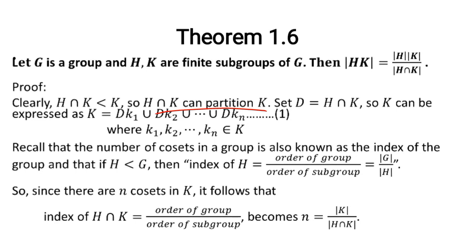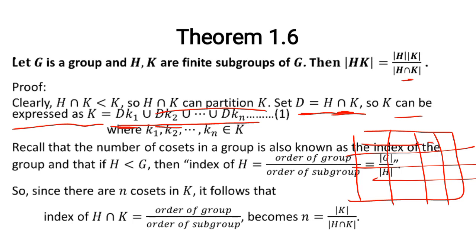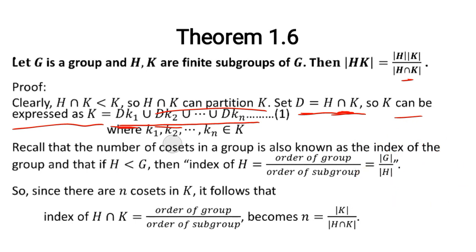If it partitions K, let's set D to be the H intersection K, just for ease of our solution. So K can be expressed as this. Remember I was saying that H intersection K can partition K into small partitions. If we follow that, this D is now this intersection, and it will partition K by playing with them. Because if you take the union of all these small boxes, you should get back K, right? Okay, so let me start from the top now.